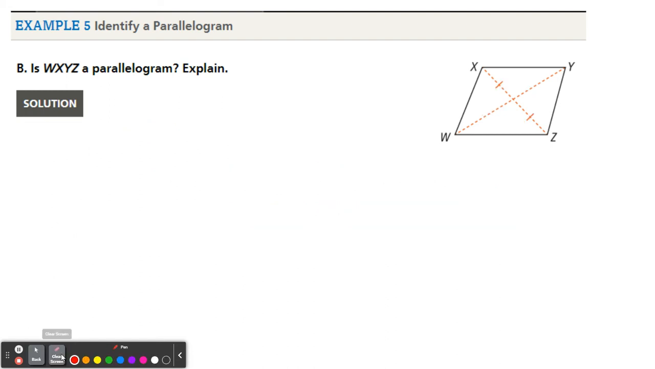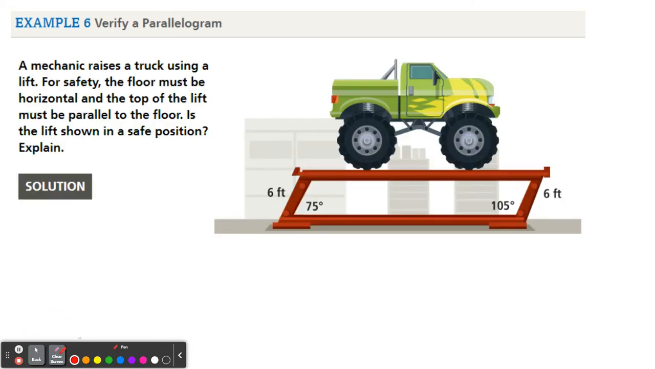All right, last problem here. It says a mechanic raises a truck using a lift. For safety, the floor must be horizontal and the top of the lift must be parallel to the floor. Is the lift in the safe position? Explain. So the floor must be horizontal and the top must be parallel to the floor. So the idea here is, if we label this as parallelogram ABCD, is segment AD, the floor, parallel to segment BC? That's what we got to try to show.